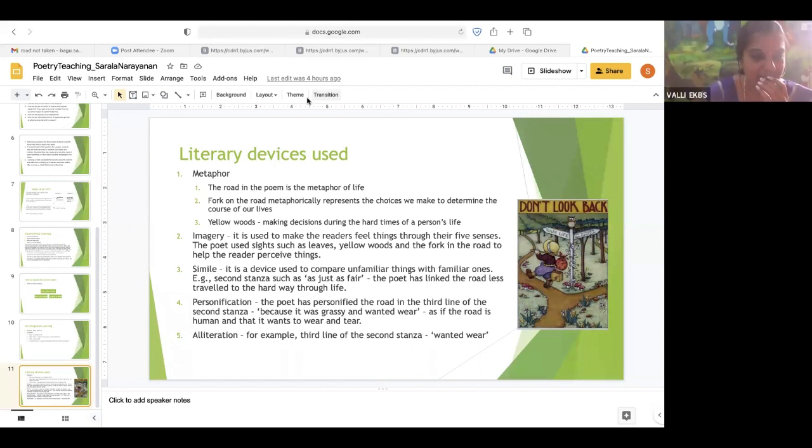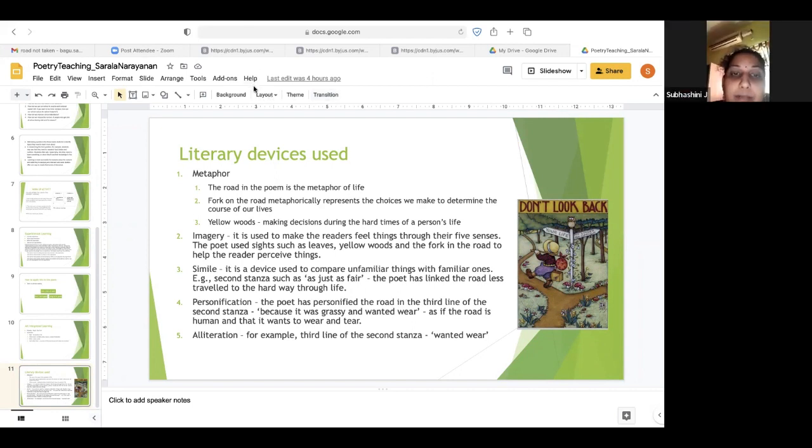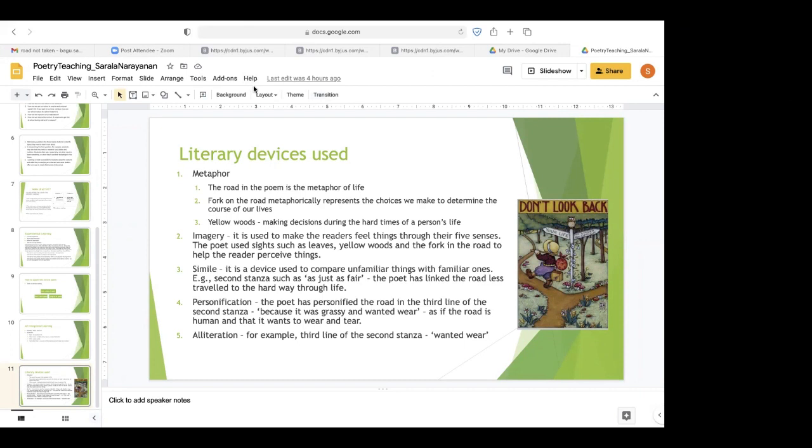It's just a comparison, ma'am. It's just a comparison to life. Very common things. Yes, very true. In simile we will use as and like, isn't it? Yes, ma'am. But in metaphor we won't use them. Yes, that's right. In metaphor, we don't.